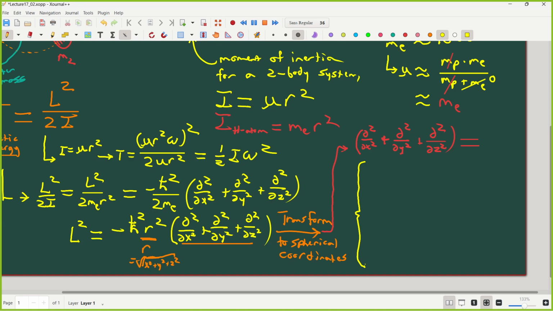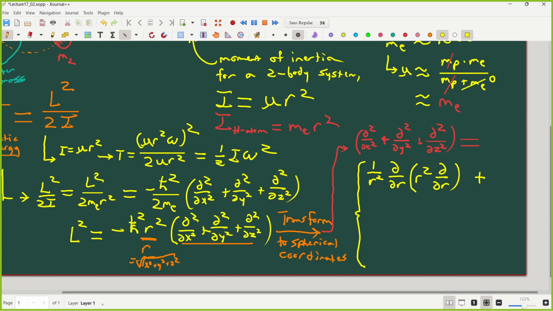I'll write it down for you. This is not an equation I'll ever have you work with, but I think it's important to look at it because it helps us understand a little bit about the structure of the math. So there are three terms. I'm going to write them separately. First, we'll write the term dependent on r. So it's 1 over r squared times the derivative with respect to r of r squared times the derivative with respect to r. So it looks like that. That's our radial term.